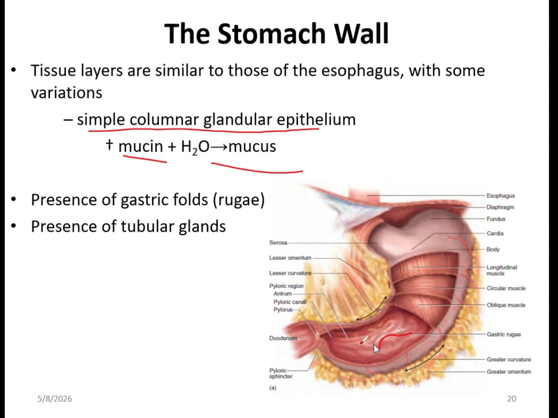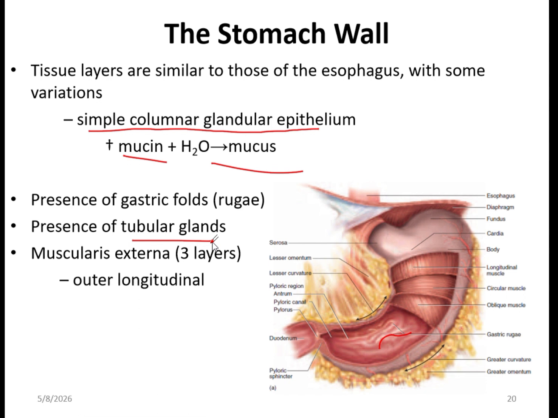This is the rugae, and the tubular glands are also present. The muscular layer is external, as I said earlier, three layers: the outer is longitudinal, the middle is circular, and the inner is an oblique layer. So here you can write: outer longitudinal, middle circular, and inner oblique layer, right.